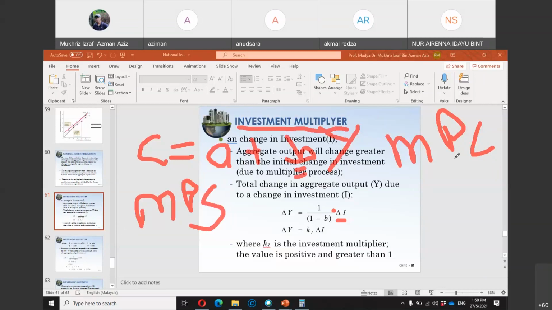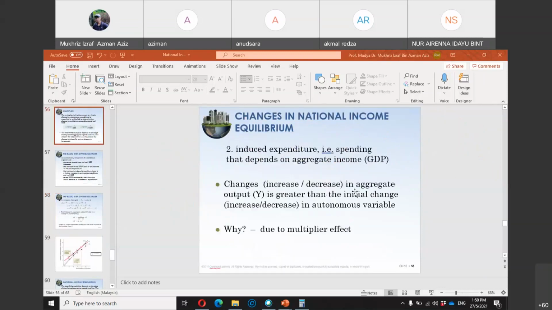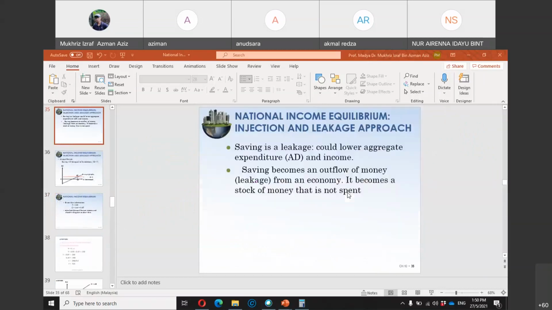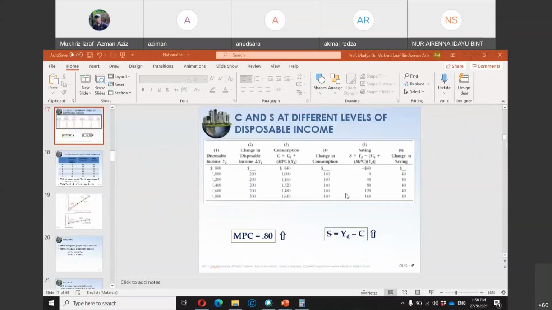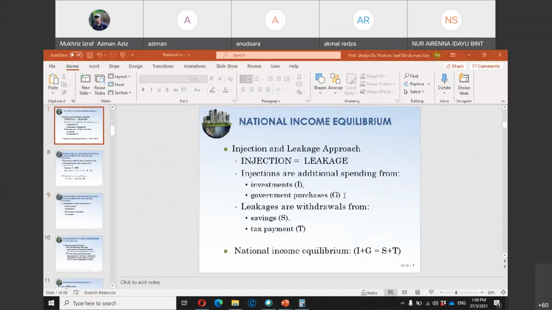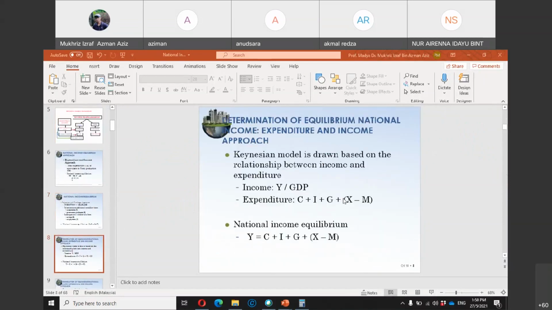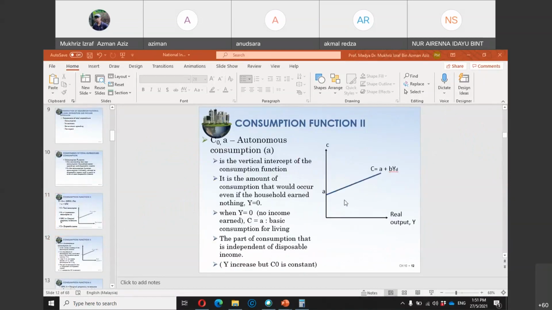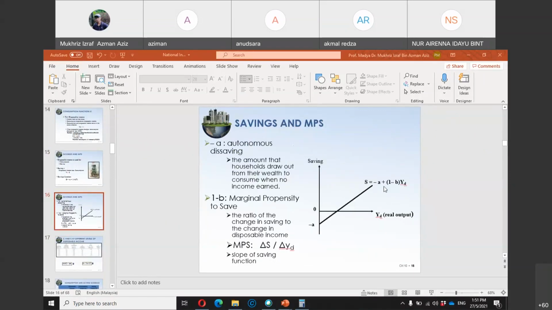Because MPC plus MPS equals 1, so 1 minus B is basically MPS. That's why I always go back to the saving function just now. The saving function is derived as negative A plus 1 minus B YD.